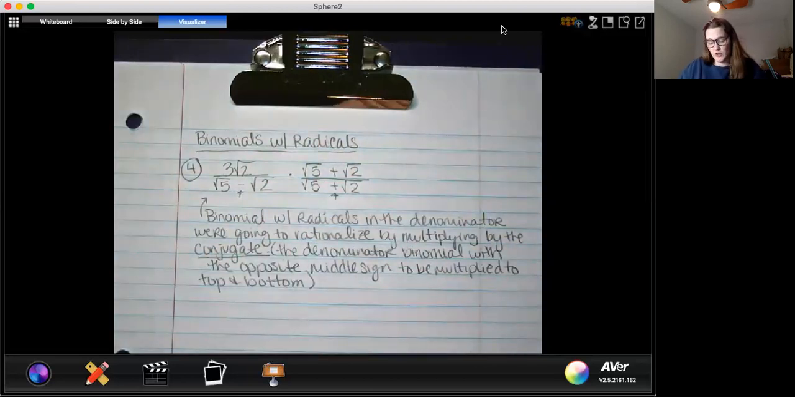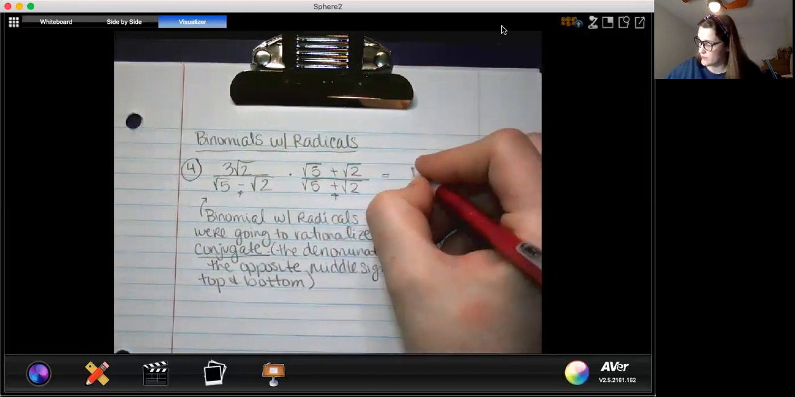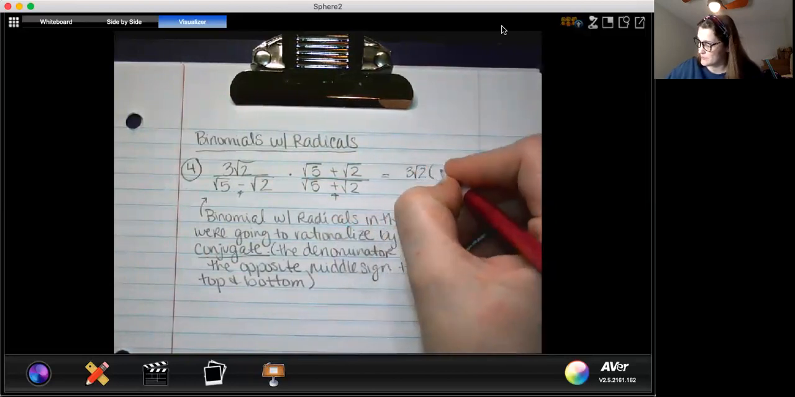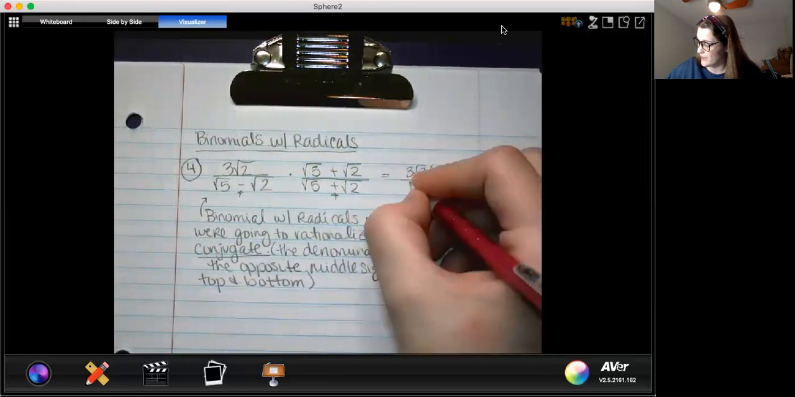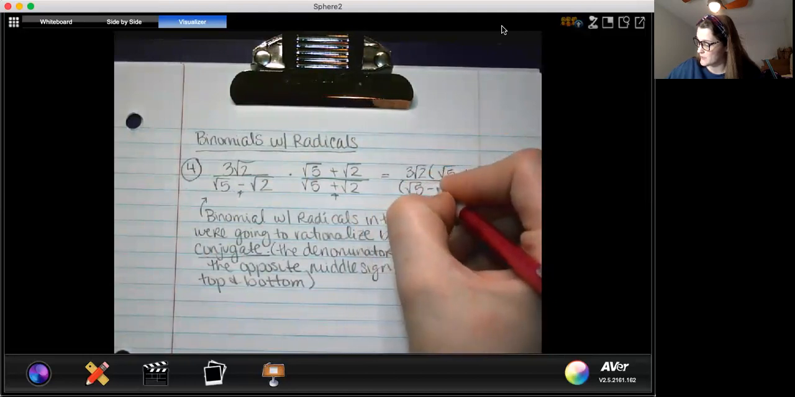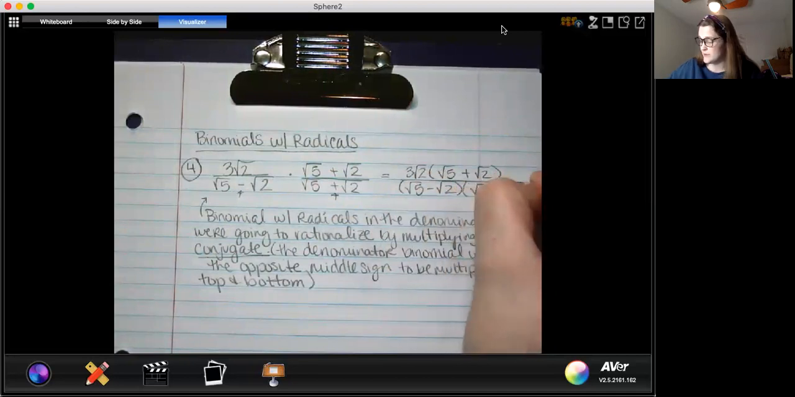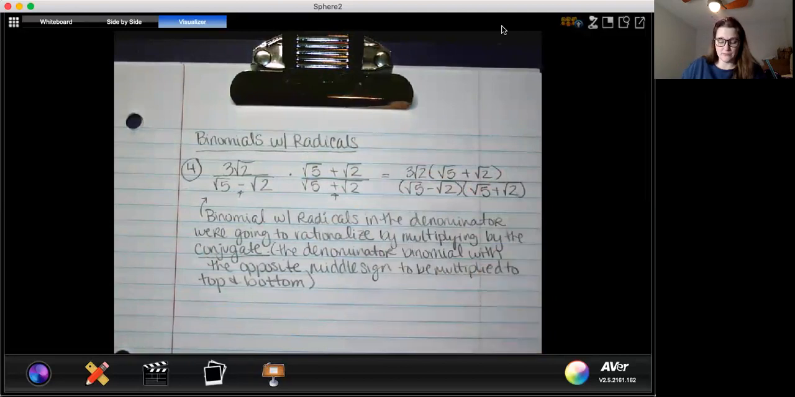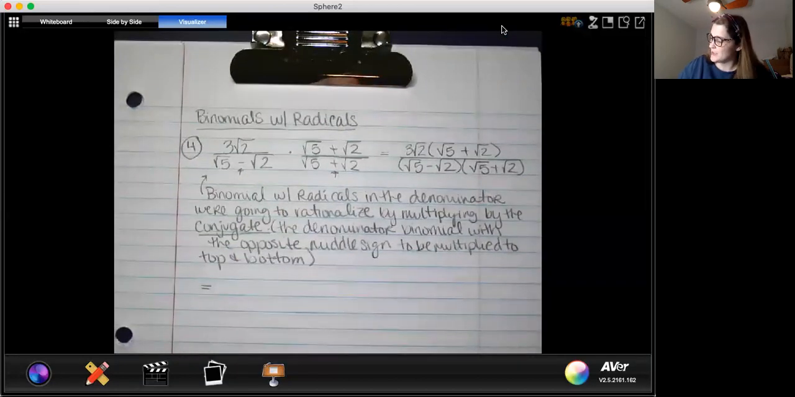Now, what is that going to look like? Well, it does mean that you're going to be doing a lot more multiplying. Okay, so it means that we have 3 square root of 2 times square root of 5 plus square root of 2 divided by square root of 5 minus square root of 2 times square root of 5 plus square root of 2. Okay, we're going to have to multiply all that out. So I'm just going to skip over my work. We're going to come down here. Obviously, this would not be a normal problem. And we're going to start multiplying.